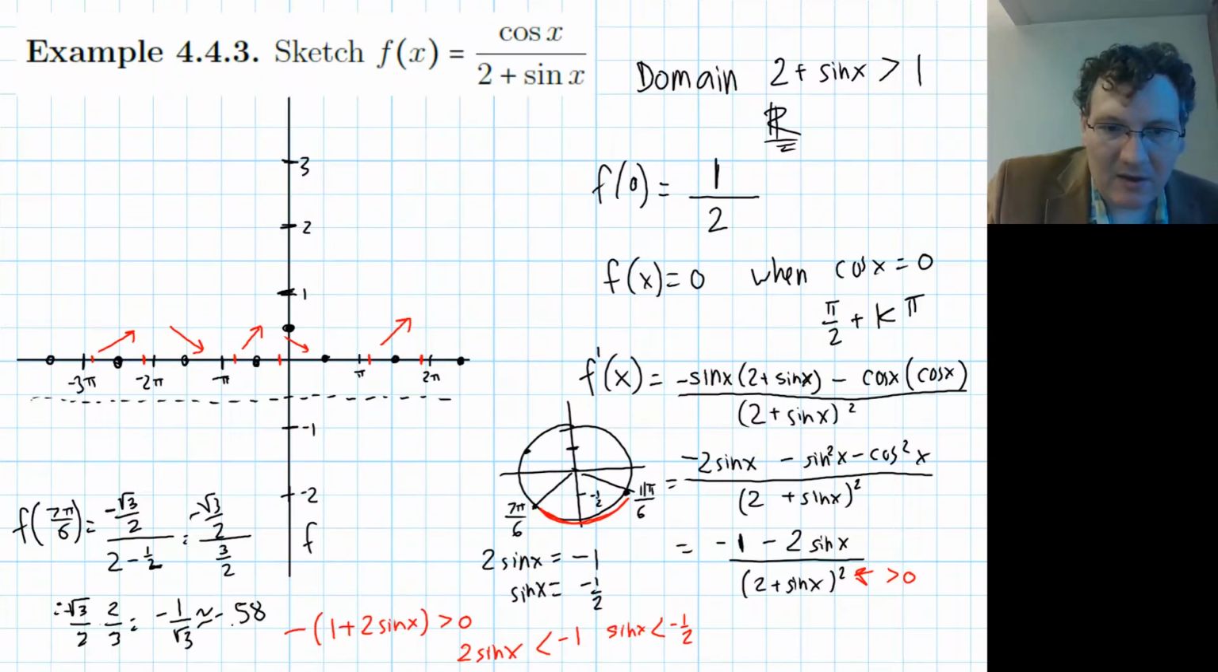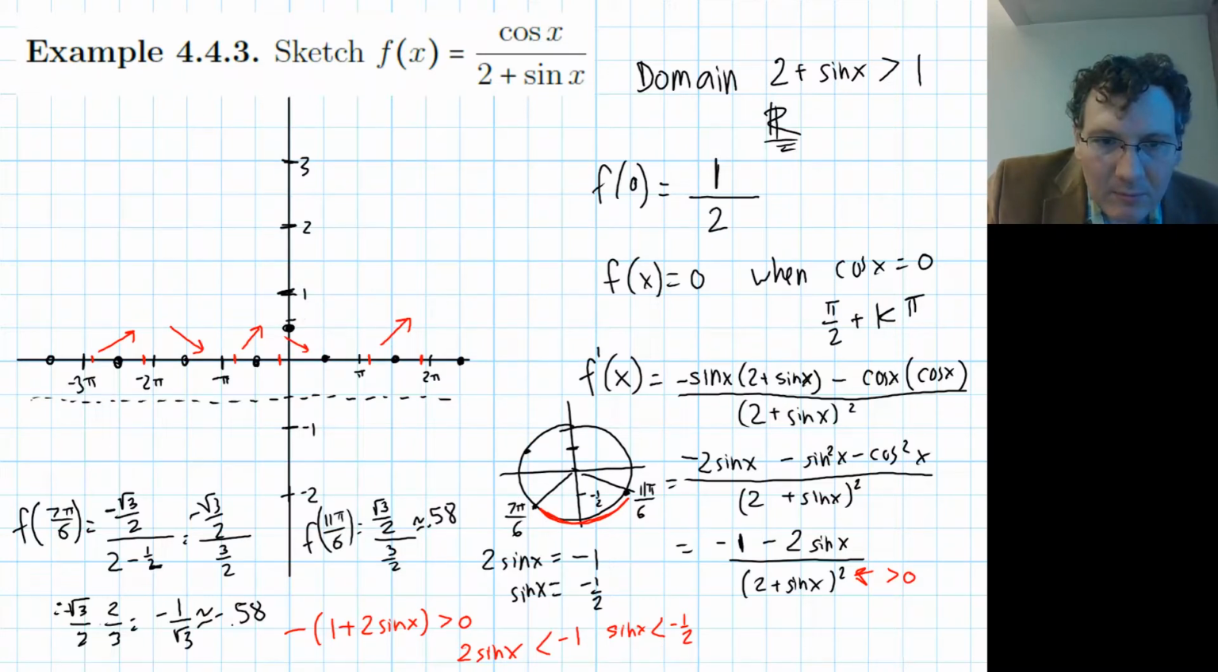And f of 11 pi over 6, the numerator is going to be positive root 3 over 2, and the denominator is still going to be 3 halves. So that's going to be positive 0.58. So let's just put that dotted line here.